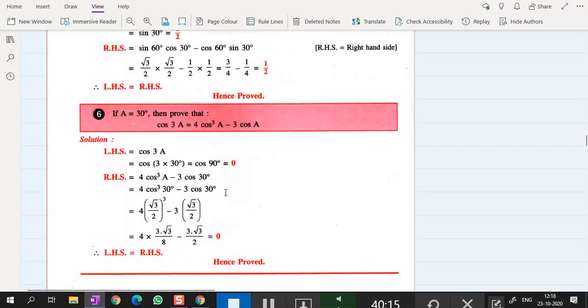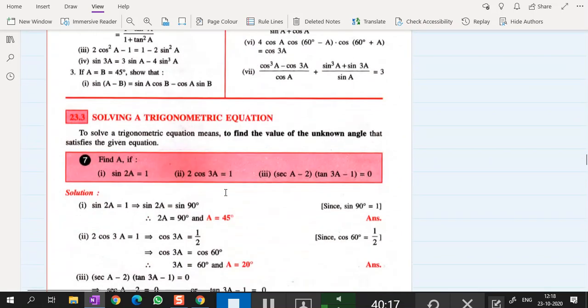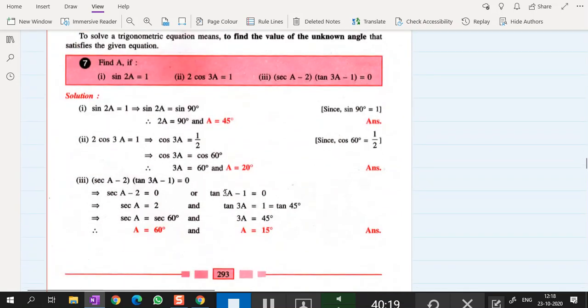So as you can see, we are on part C already. We are on the 7th question, so we are on the third part. See how small the parts are and how simple the questions are. So we are getting two answers here, 60 and 15.